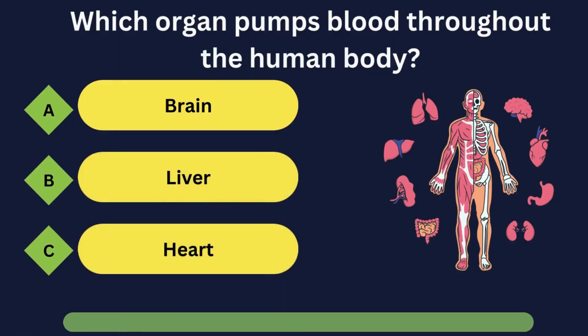Which organ pumps blood throughout the human body? A. Brain. B. Liver. C. Heart.